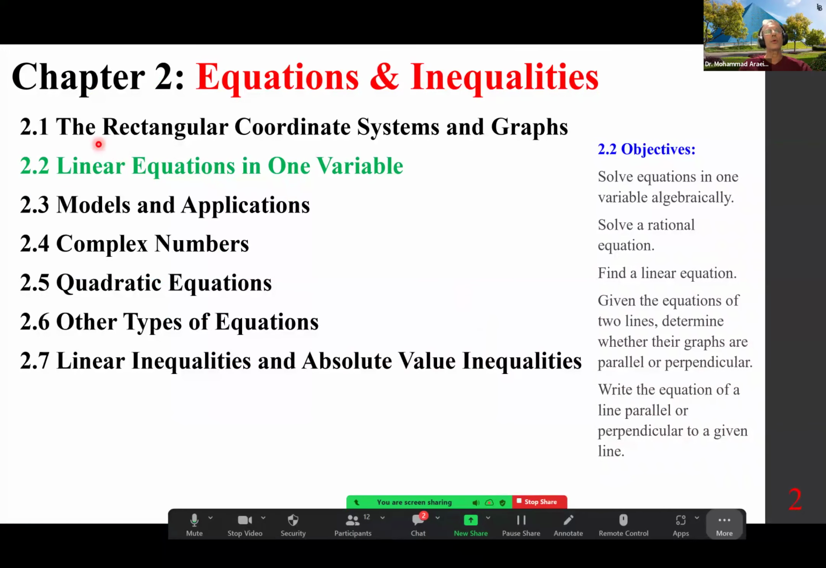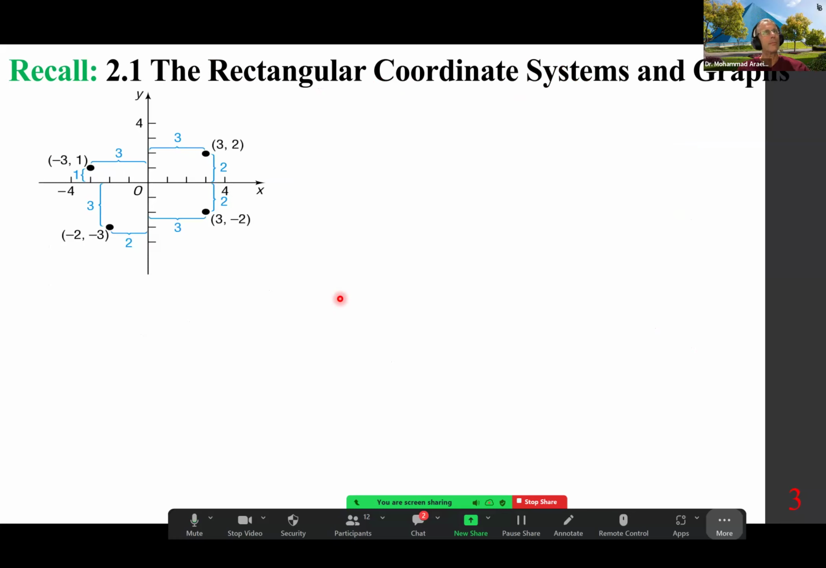So we covered 2.1, the rectangular coordinate systems and graphs, and now we're going to look at linear equations in one variable. The objectives are to solve equations in one variable algebraically, solve rational equations, and find a linear equation. Given the equations of two lines, determine whether their graphs are parallel or perpendicular. Write the equation of a line parallel or perpendicular to a given line. By the way, all of this stuff we have seen in previous courses, just a reminder.